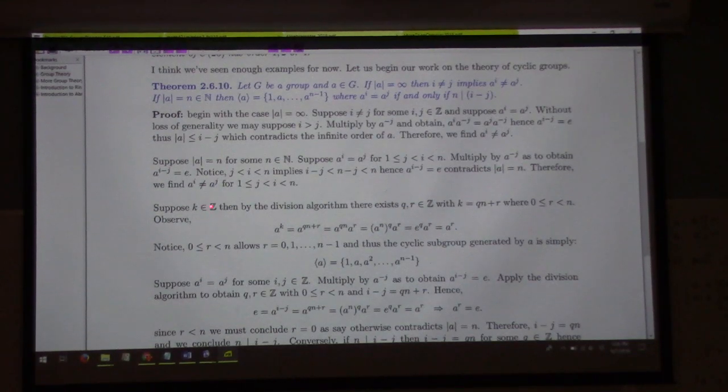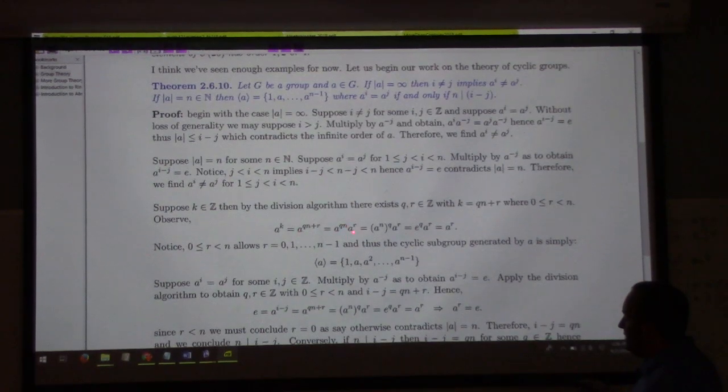Suppose k is in the integers. Then by the division algorithm, we can pick q and r in the integers with k equal to qn plus r. And then if we look at a to the power k, that's a to the qn plus r, right? But then by laws of exponents, a to the n to the q times a to the r. But a to the n is e, so we're just left with a to the r. So we've got a to the k equals a to the r, right? Now, let's see here. We've got 0 less than or equal to r less than n. So that means that r could either be 0, 1, all the way up to n minus 1, right?